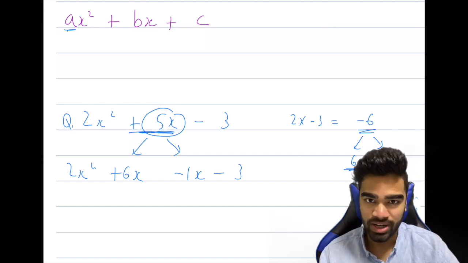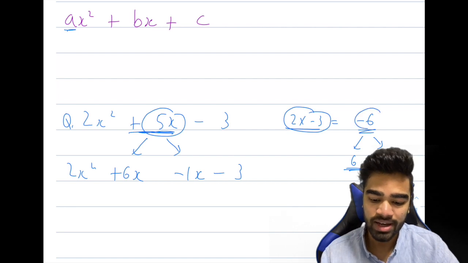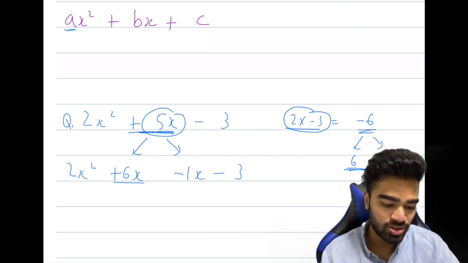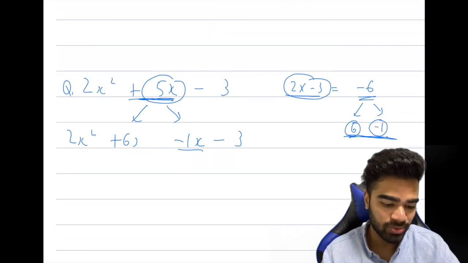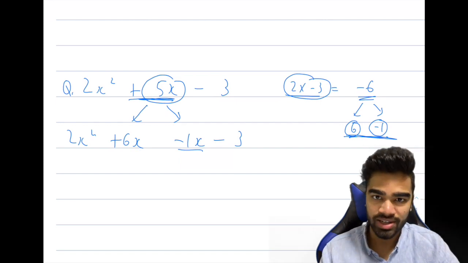Okay, so I'll quickly recap what we did. We took the first and the last number, 2 and negative 3, multiplied. Factors of negative 6 that add to positive 5. And then what we did, we split the positive 5x into plus 6x and minus 1x. So this factor x and this factor x. Right, so that's most of the work done. We're almost done. Now, what we're going to do here is factorize by grouping.